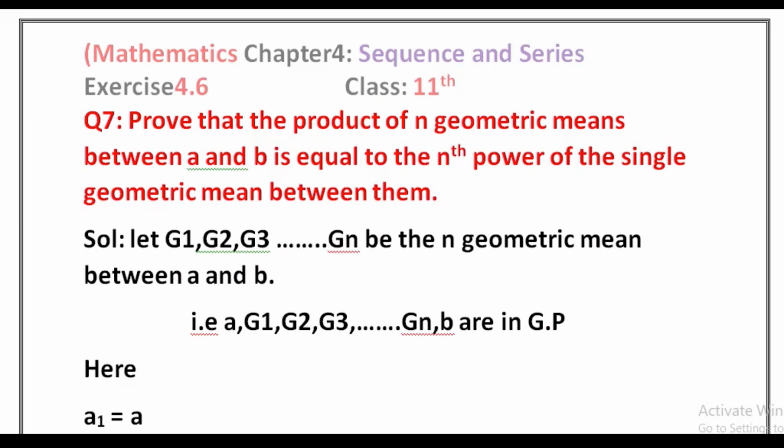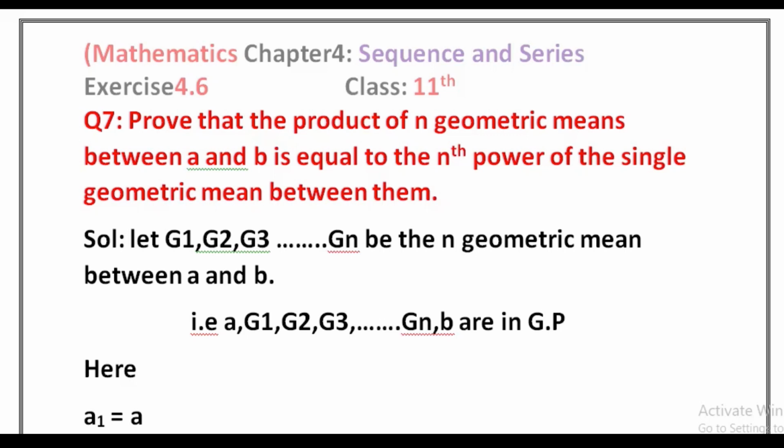I am going to discuss exercise number 4.6, question number 7. Prove that the product of n geometric means between A and B is equal to the nth power of the single geometric mean between them. So according to the condition, first of all let G1, G2, G3 up to Gn be the n geometric means between A and B. That is, the first term A, then G1, G2, G3 up to Gn, and the last term B are in geometric progression.